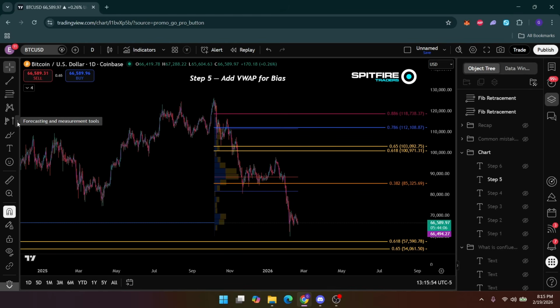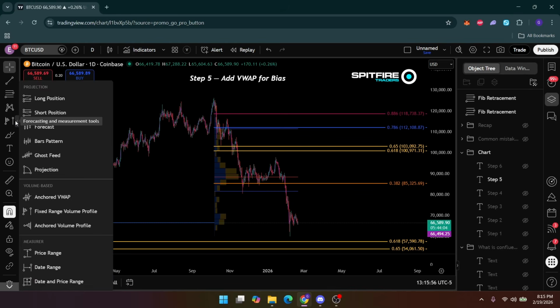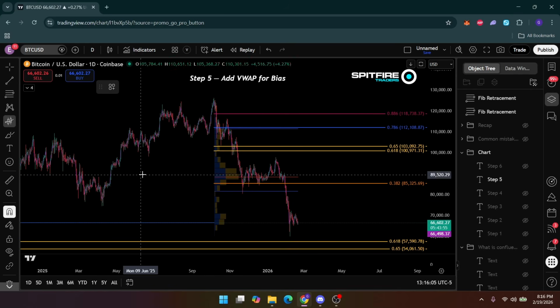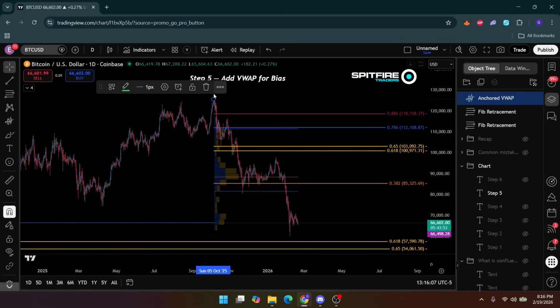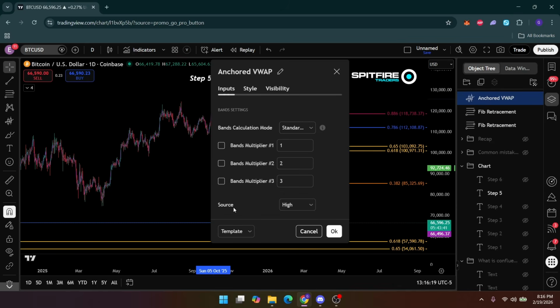Step number 5, we add a VWAP. I will use an anchored VWAP, which is found under the same arrow as volume profile, and it's called anchored VWAP. I'll click on this one and I will add it from the all-time high. Here you can check source. Where do you want your VWAP to start? At the high of the candle, low of the candle, or close? I will use the high.